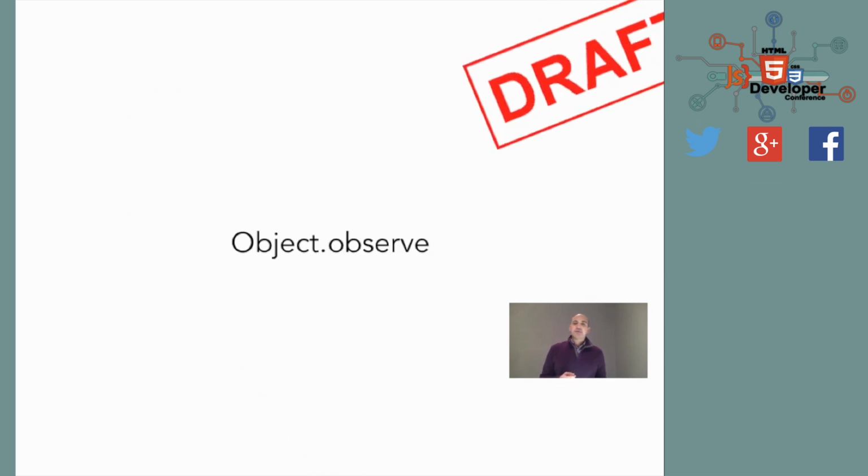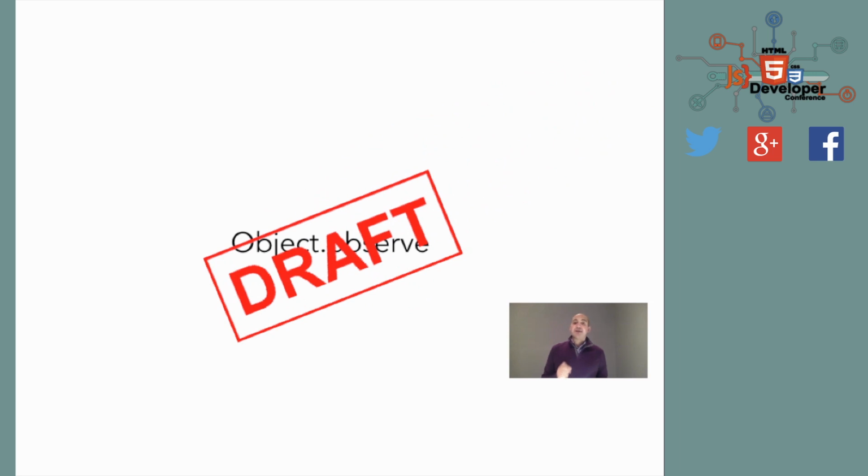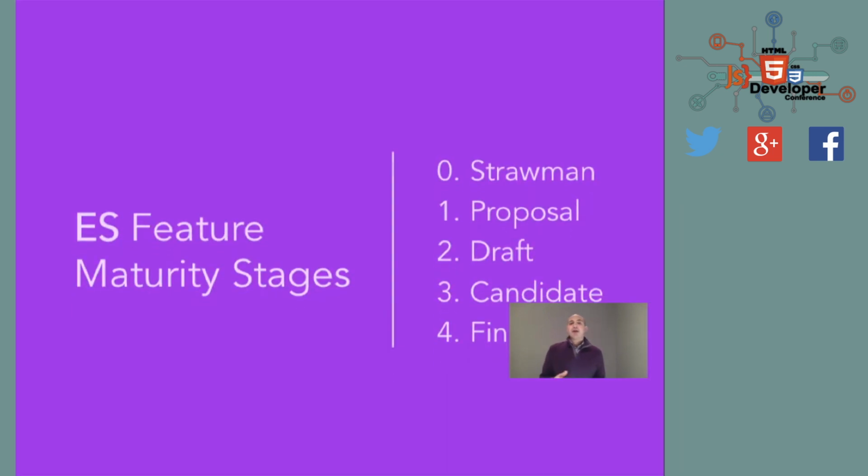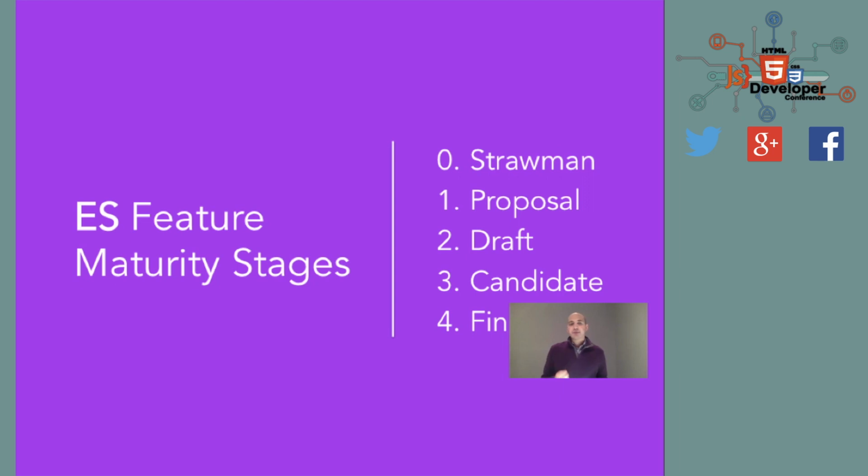So Object Observe is actually in the draft stage of the ES stages, and I'll talk a little about those. So it's very early, obviously, and in order to talk responsibly about ES7 features, we have to understand the feature maturity stages. Now, feature maturity stages are a way for the committee to let developers know exactly how far along the standardization process each of these features are.